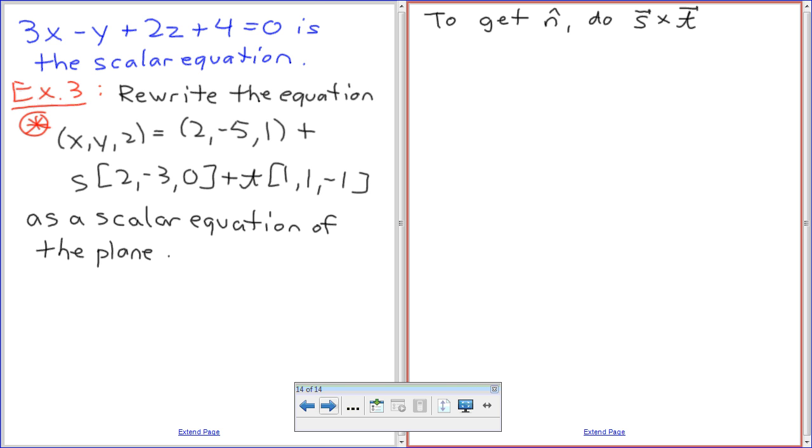Now, as a reminder, this is going to be completely new for Noah, but for everyone else, you should be okay on this. How do you find S cross T? Do the IJK thing. Keep going. 2, -3, so 2 and 1, -5.